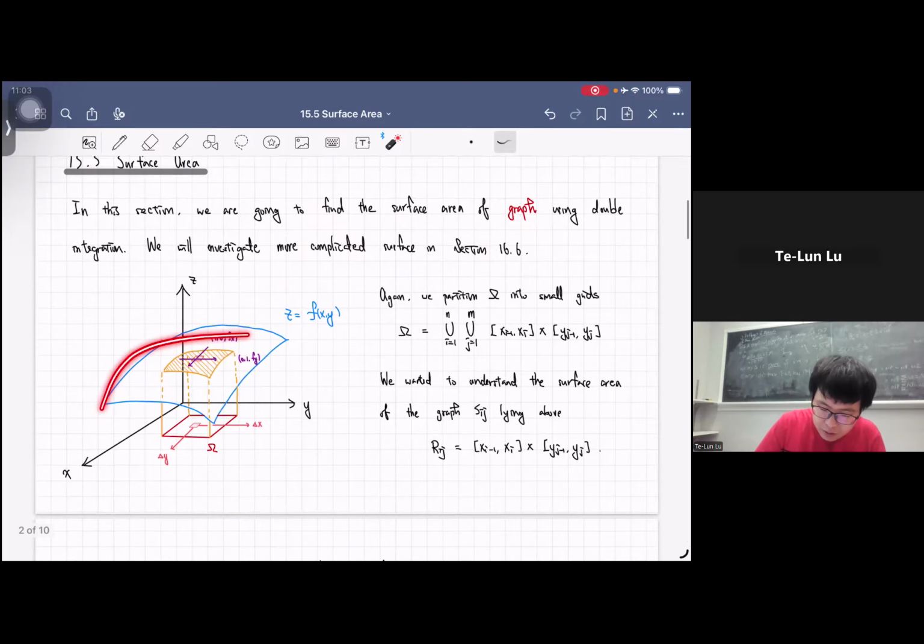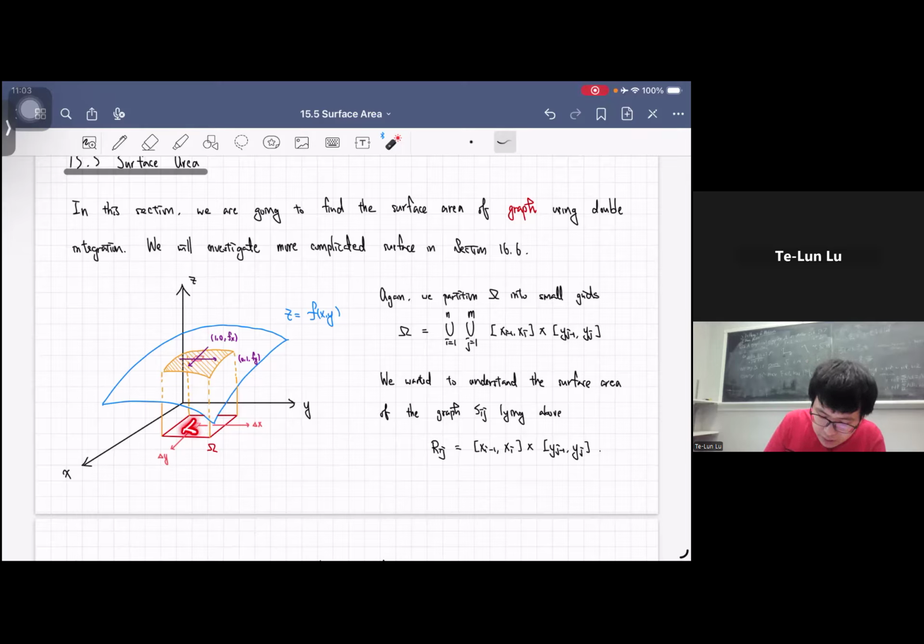Given a surface given by a graph, z equals f of x, y, we are interested in, say, in this case, a region of surface above a domain omega. The idea of computing the surface area is quite simple. We again partition this omega into several grids. So say omega is equal to the union from i equals 1 to n, j equals 1 to m of some squares [x_{i-1}, x_i] times [y_{j-1}, y_j]. And this is R_ij, right? This small square here.